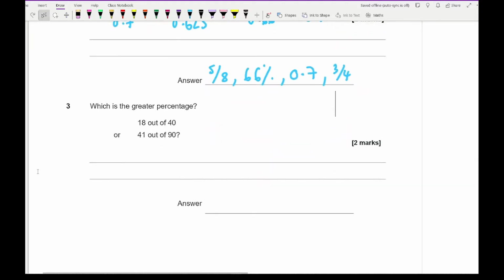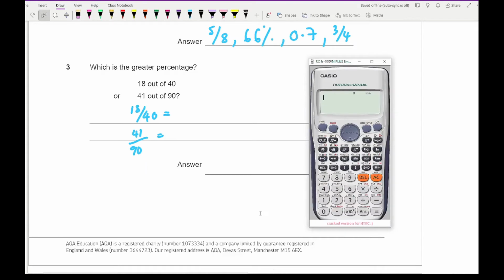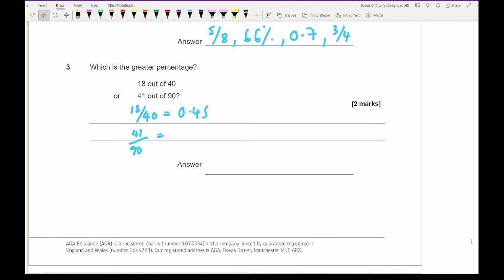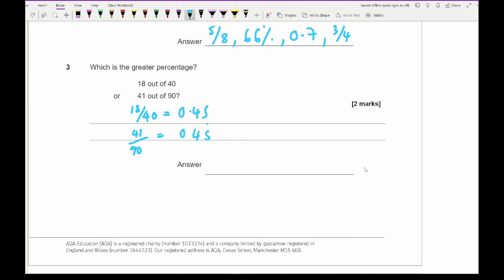Moving on to question 3, it says which is the greater percentage, 18 over 40 or 41 over 90. So again, simply for this, all you need to do is convert them both as a decimal, either by doing some long division or any of that sort. It's entirely up to you, but let's just speed up the process by working this out. So I've got 18 over 40, which is 0.45. Now you could also try and get a common denominator and then see which numerator is bigger, which is absolutely fine. And for the next one, 41 over 90 equals 0.45 recurring. So which is a greater percentage? Well, it's 41 over 90.